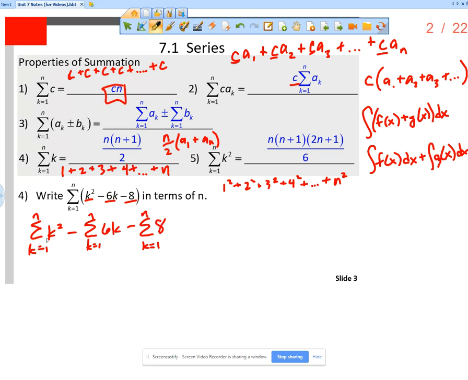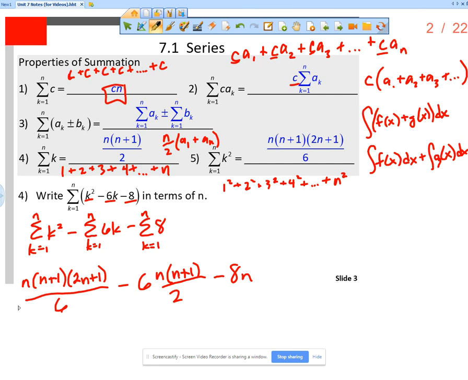All right, now the first one, well, that operates exactly like number 5, right? So that first thing is going to become n times n plus 1 times 2n plus 1, all divided by 6, minus. Now, what happens here? Well, this starts off like number 2, right? We can bring the 6 out front, so it's minus 6 times the sum from k equals 1 to n of k. Well, what is that? Well, that's actually number 4, right? So that's going to be 6 times n plus 1 over 2. All right, and then lastly, minus the sum from k equals 1 to n of 8. Well, 8 is a constant, so this actually works like number 1. So it would be 8 times n, so 8n.